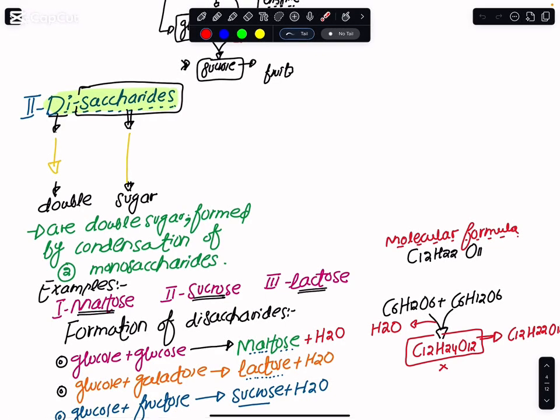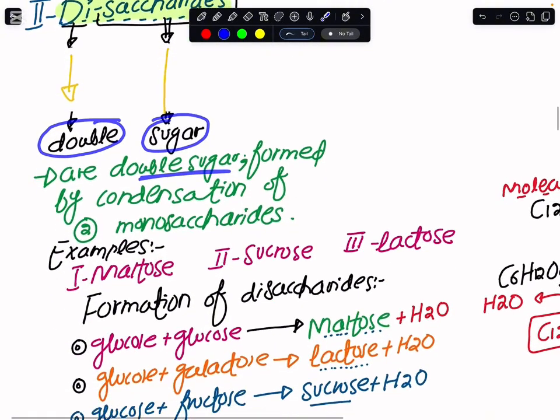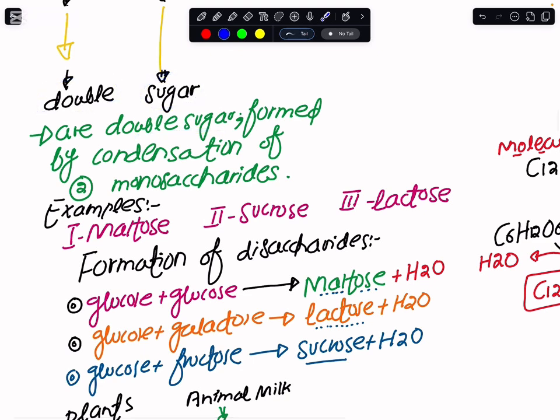So for today's class, we will look at the classification of the sugars. Among the classification, we have said that there are the monosaccharides and then there are the disaccharides. Today we will see what these disaccharides are. As the name itself indicates, we have double sugars, or two monosaccharides linked together. To make these double sugars, I need to condense two monosaccharides together. When two monosaccharides are condensed together, we make these disaccharides.